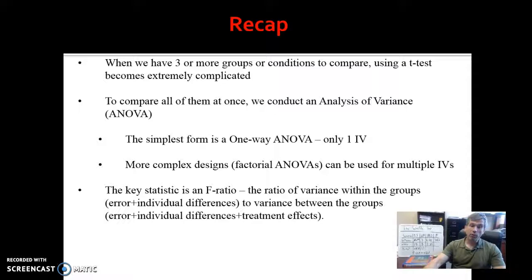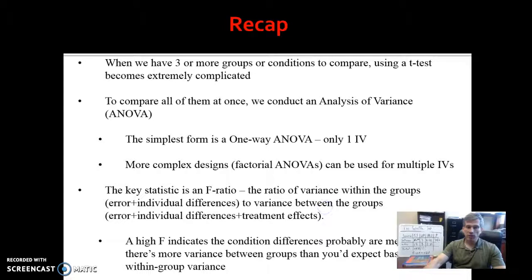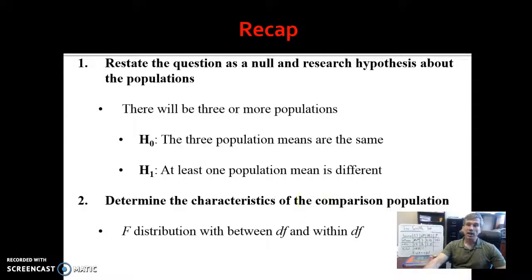The logic of the F ratio, again, is that treatment effects, the impact of the IV or the quasi-IV, are only going to show up in the numerator. So the bigger the ratio is, the more compelling evidence you have that your treatment is influencing scores. A high F indicates those condition differences are probably meaningful. There's a lot more variance than you'd expect based on the within group variance, which is sort of our representation of what natural variability in the scores looks like, so that we can figure out if the treatment effects appear to go above and beyond that.